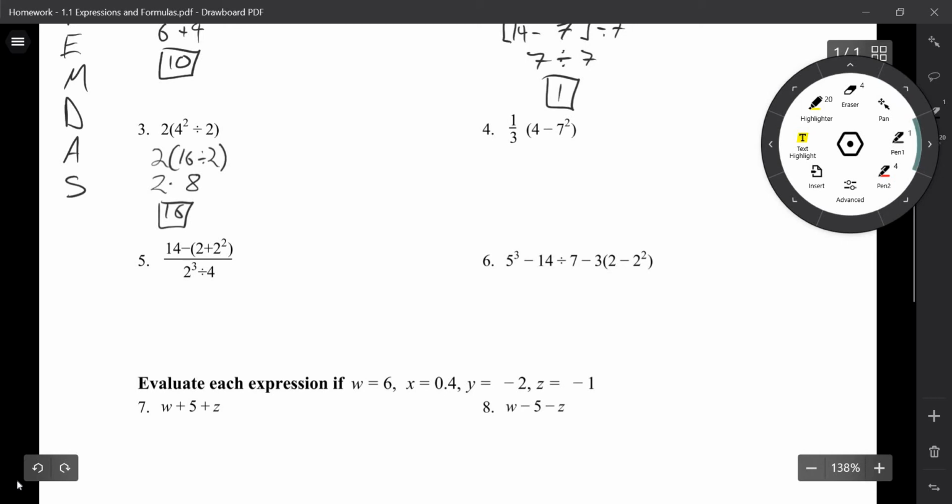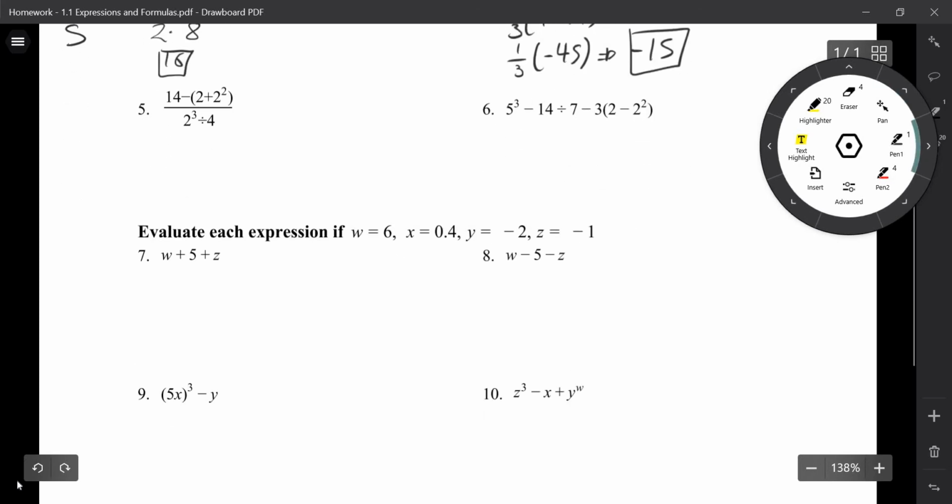For this next one over here, we've got 1/3, and then in parentheses, we've got 4 minus 7 squared. Exponents are going to come first in that parentheses, so we've got 1/3, 4 minus, and 7 times 7 is 49. And the only thing we've got left in those parentheses is that subtraction. So 4 minus 49 is going to give us 1/3 of negative 45, and 1/3 of negative 45 is going to give us negative 15.